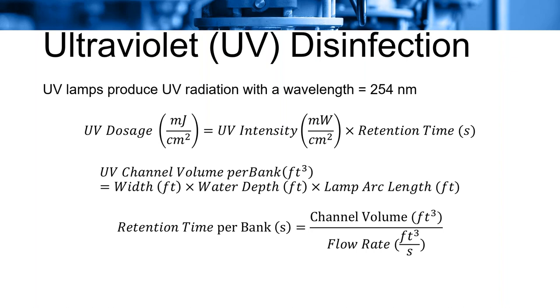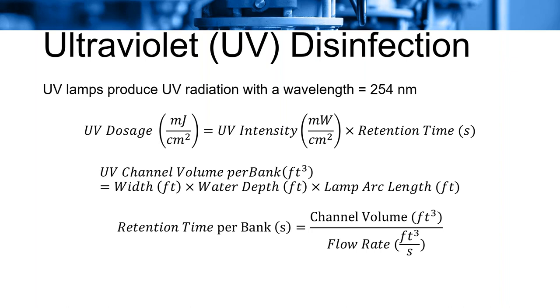Some equations that you might see are for calculating the dosage. You would typically be given a UV intensity and you multiply it by the retention time. This gives you units of millijoules per cubic centimeter. This could also be done in US standard units, which might be feet or inches, but they use joules and watts because that's the metric system, or SI units, that's typically used. A watt multiplied by a second is going to equal a joule. So that's how we get those units.